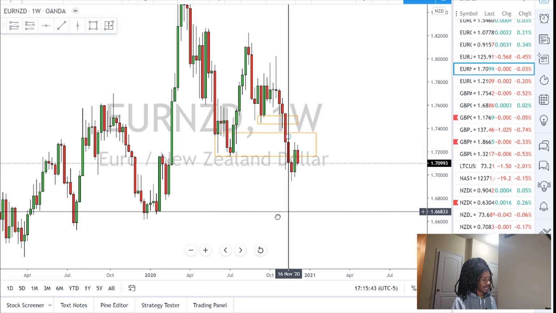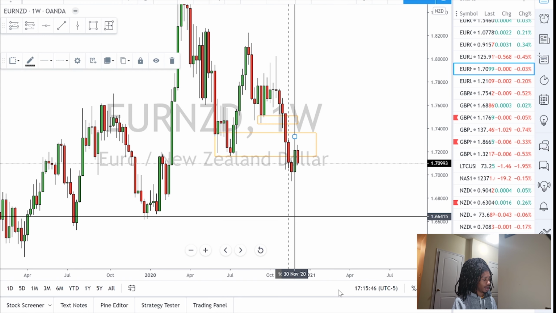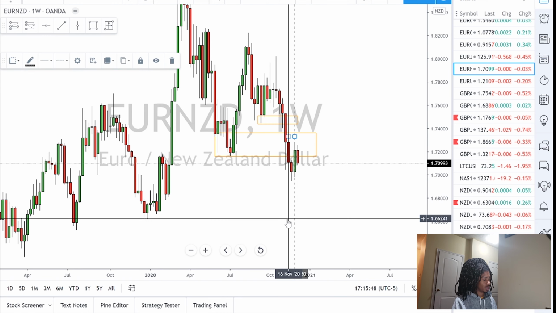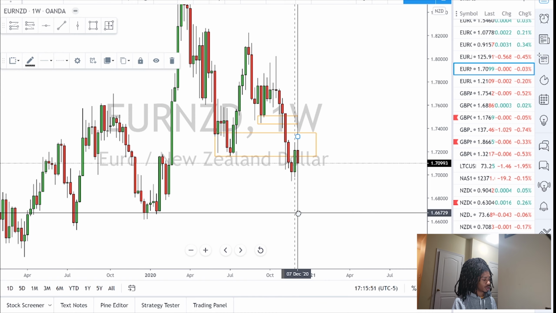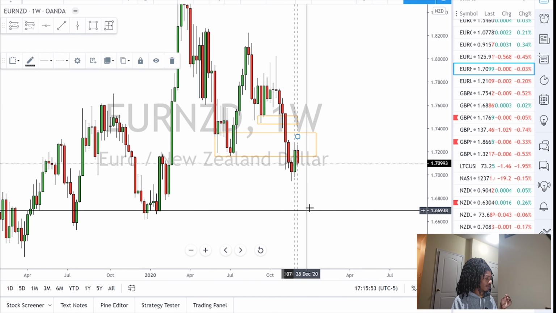Let me just move this line over here to the green one, and then move the next one to the red one, so we can identify the start and the end of these 2 weeks.